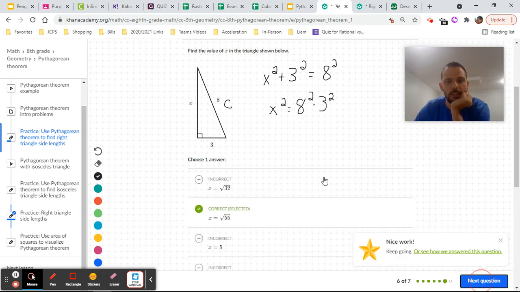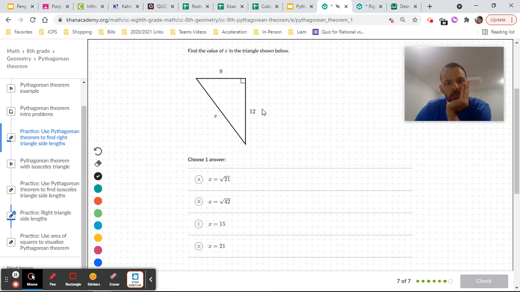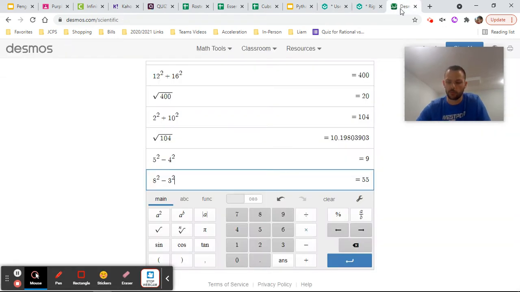It's kind of nice. All right, one more. This time both the side lengths that are touching that right angle are given to us. So this is back to the original kind. They've given us both the legs, and we're solving for the hypotenuse. So you can put x squared here or c squared here. So 9 squared plus 12 squared.